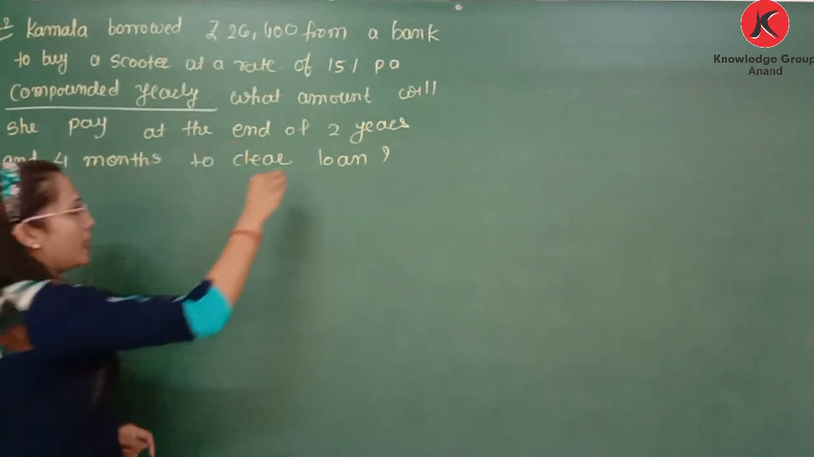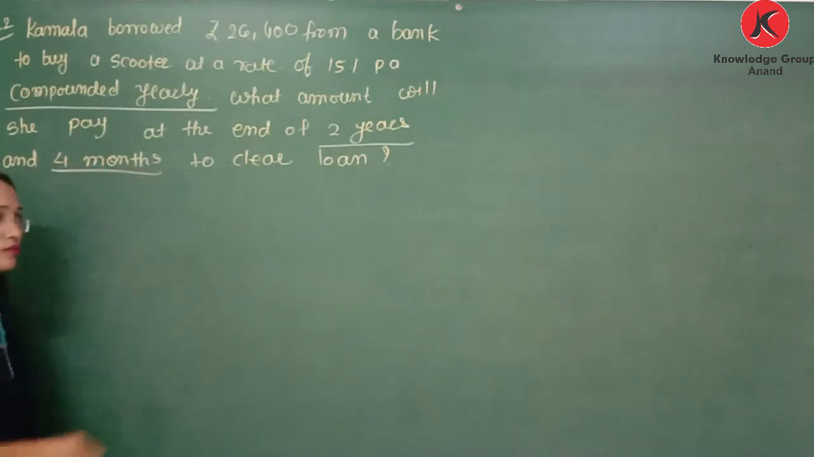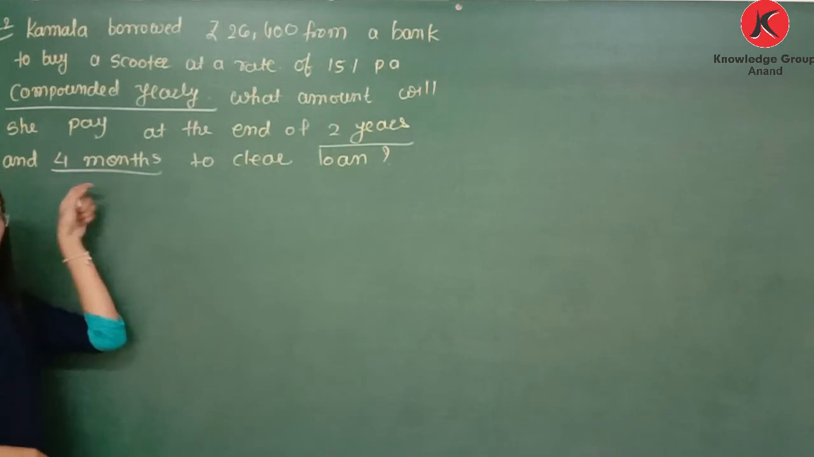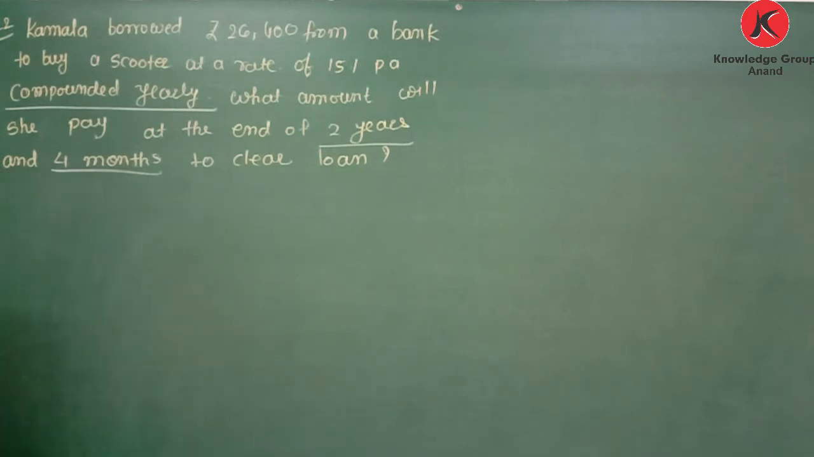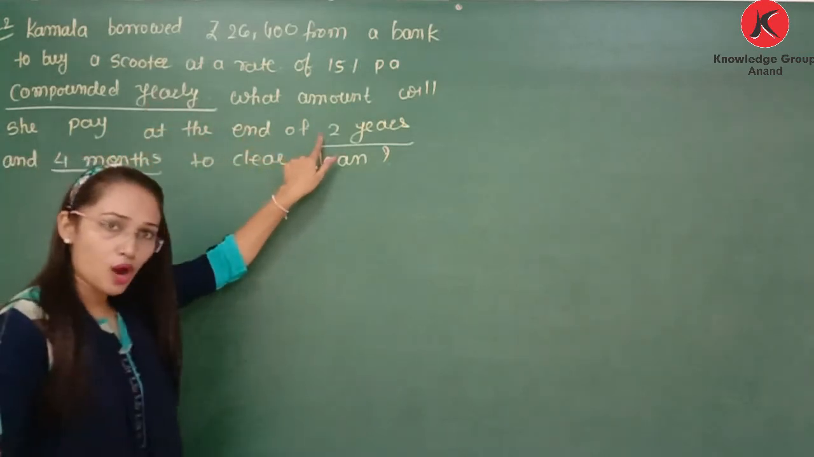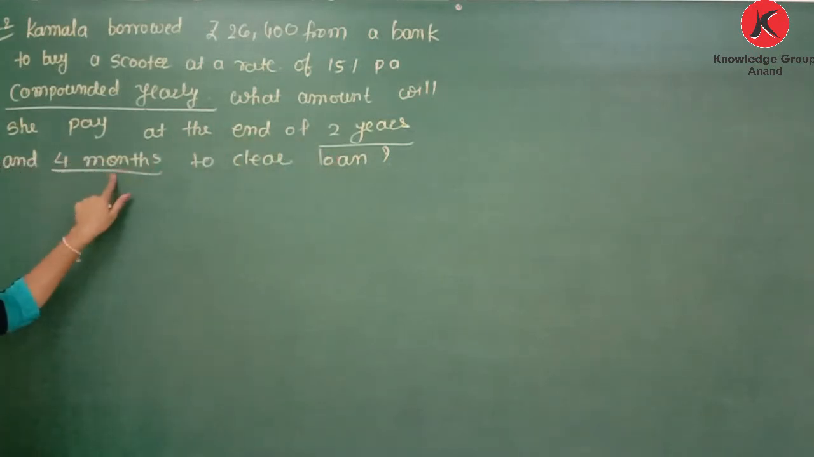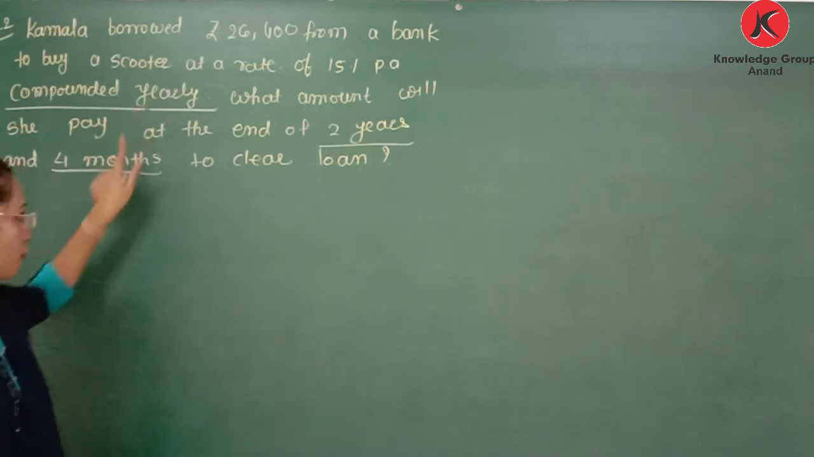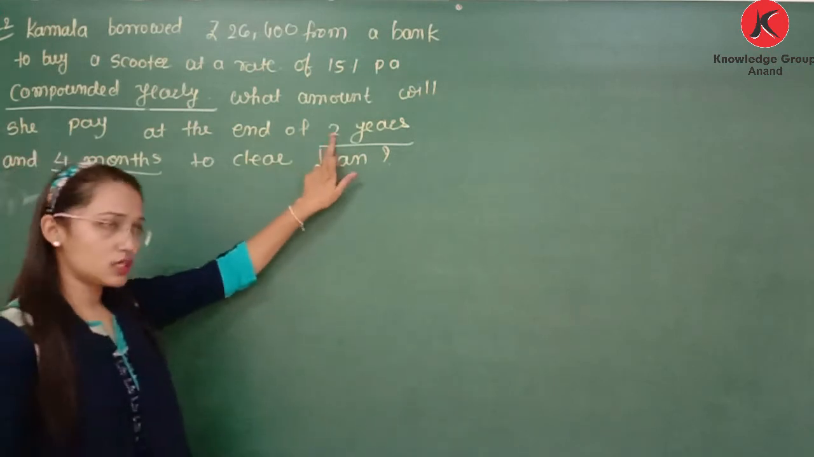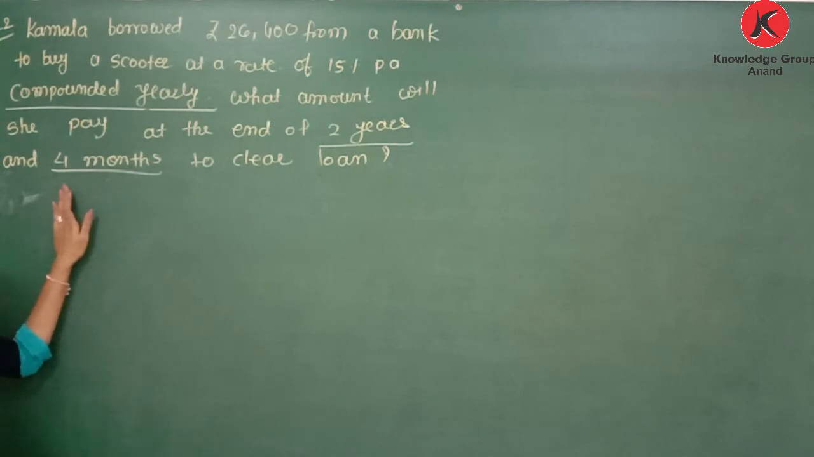But here the end of 2 years and 4 months is given. It means your time is 2 years and 4 months. But with the exponent 4 months we cannot solve the example. So here, if it is compounded yearly, then we will find compound interest for 2 years and simple interest for 4 months. How can we solve this example? If it is compounded yearly, 4 months means what? It is 4 by 12 years. As a fraction, it is 1 by 3 years. So here we will find compound interest for 2 years and simple interest for 4 months.